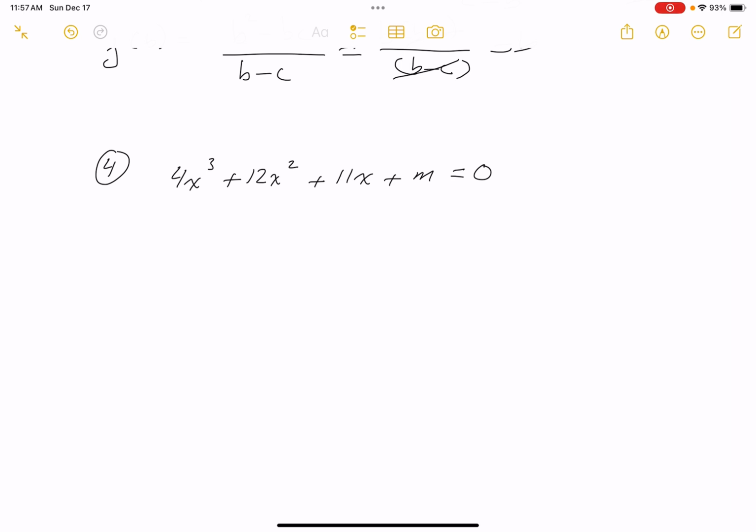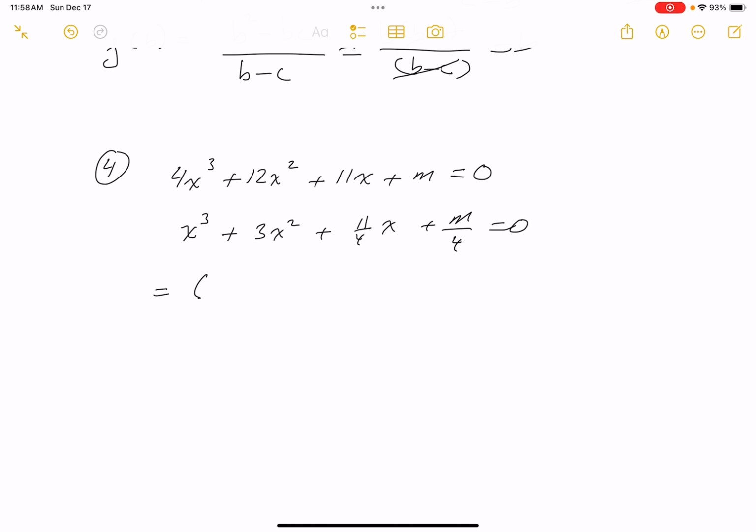So I've got to go through some steps. First thing I'm going to do is divide through by 4, and you get x cubed plus 3x squared, oh, this is going to be nasty, plus 11 quarters x plus m over 4 equals 0. And I divided both sides by 4. Now, what do I know? I know this thing factors. It's a cubic problem, and they have 2 roots in common.